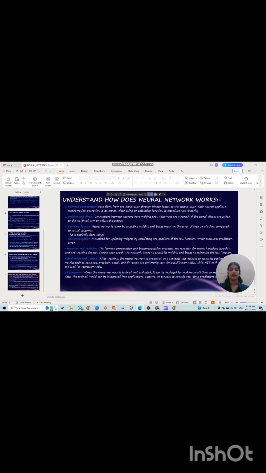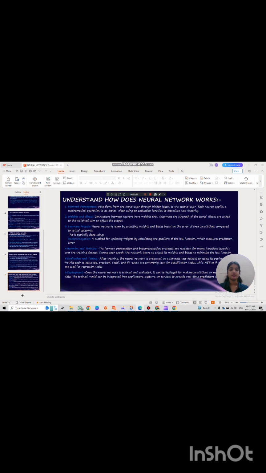Now let's understand how neural networks work. Number 1. Forward propagation. Data flows from the input layer through hidden layers to the output layer. Each neuron applies a mathematical operation to its input, often using an activation function to introduce nonlinearity.